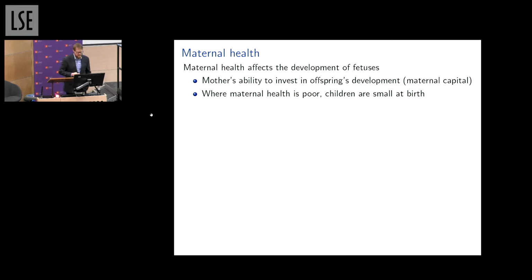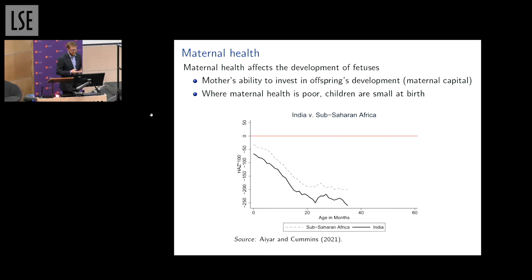Yeah, the final point I want to talk about is maternal health. We know that maternal health affects the development of fetuses. It's basically the ability of the mother to invest in their offspring's development. So there's a kind of notion of maternal capital. And so where maternal health is poor, children are small at birth. And there's, again, strong evidence to suggest that this may be one of the things that's explaining this Indian enigma, right?